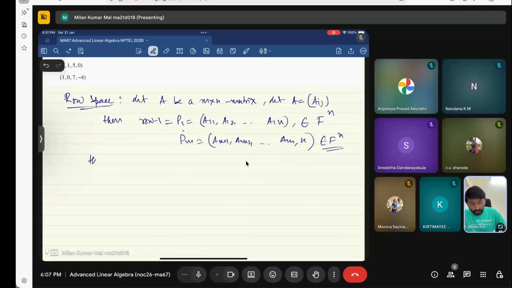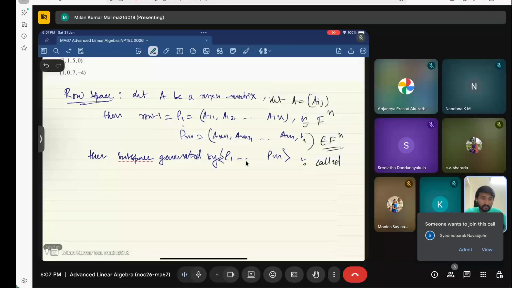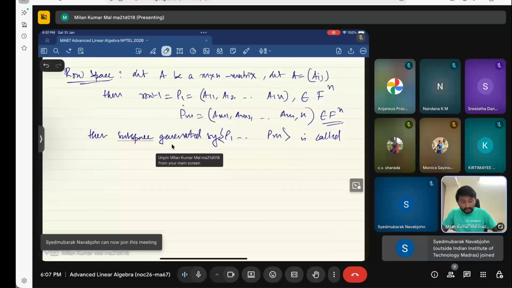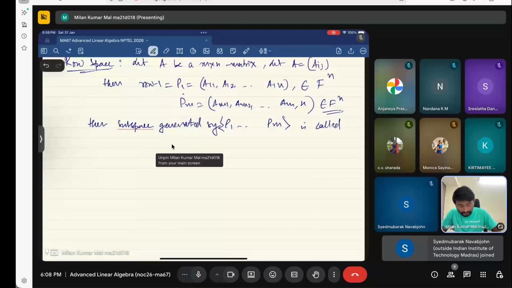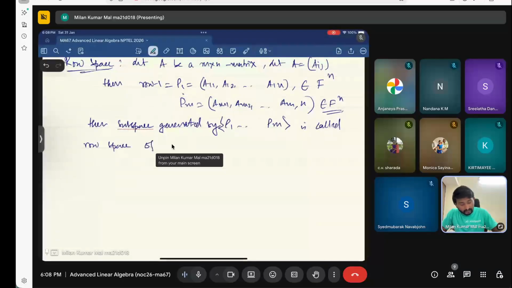Then the subspace generated by row 1 to row m is called the row space of the matrix A. That means if you take a linear combination of those rows, whatever terms come are in the same subspace, the subspace of the rows of the matrix A. Basically, the row space of a matrix is the space generated by those rows. This is what is meant by row space.